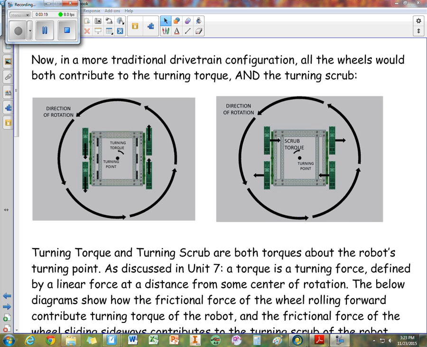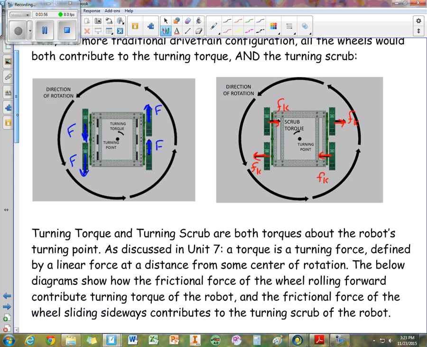In a more traditional drivetrain, we would have this. And in this one, we have our forces. These are the positive forces. These are the good ones. These are the ones trying to turn your robot. But we also have our friction. These are the negative ones. These are the ones that we want to try to reduce as much as possible. All right, so that's what we have right here.